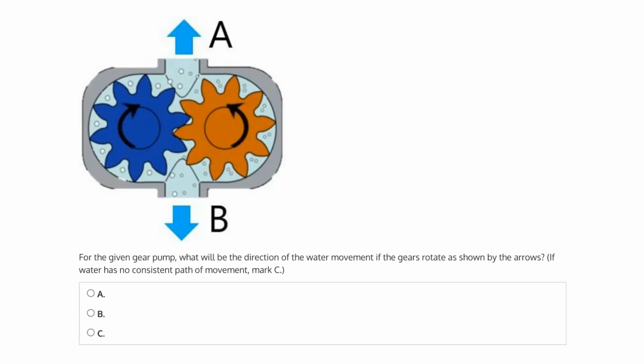So for the given gear pump, what will be the direction of water movement if the gears rotate as shown by the arrows? The answer is A.